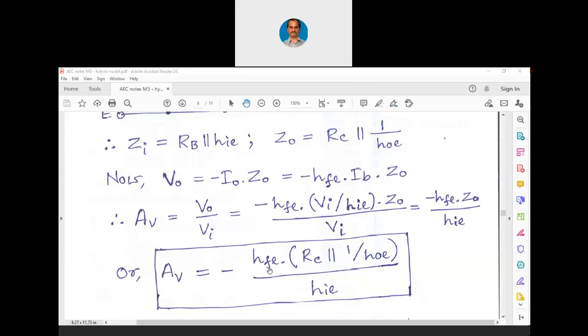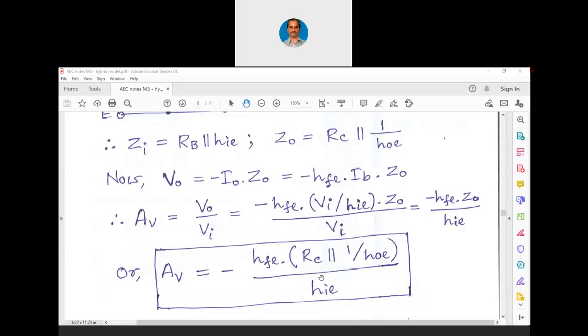Now here we have minus of HFE into RC parallel with 1 over HOE divided by HIE. Actually, it boils down to the same thing. If we simplify this in terms of the RE model, we get the same expression. But here our problem is that we have 1 over HOE, we have HIE, we don't have RE. So even though the formula boils down to the same expression, we will have to express it in terms of the hybrid parameters only. So you will have to remember this AV equals minus of HFE into Z naught divided by HIE.